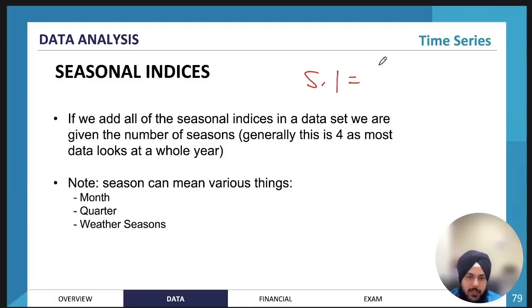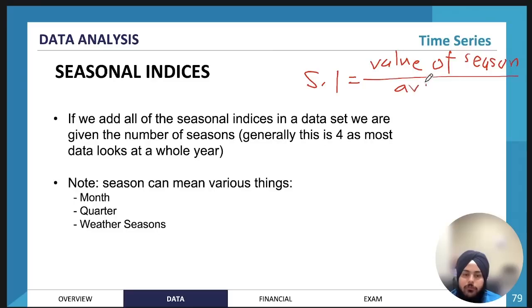So whatever the value is, the value for the season, we divide that by the seasonal average. This way we can determine how far above or below that particular value is from the seasonal average. So it's the value of the season over the yearly average.